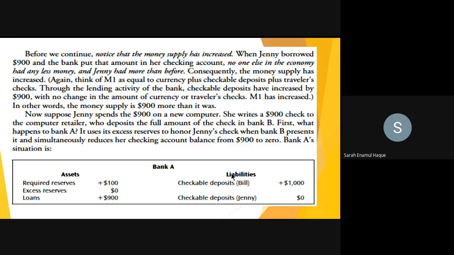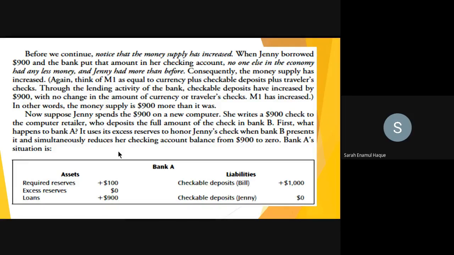If you look at liabilities of the bank, checkable deposits, remember Bill, he deposited $100,000. So it's still there, right? However, if you look at the checkable deposits part, Jenny no longer has any money in the account because remember, she took out all the money. She no longer has any money in her account. So this is 0. Okay.